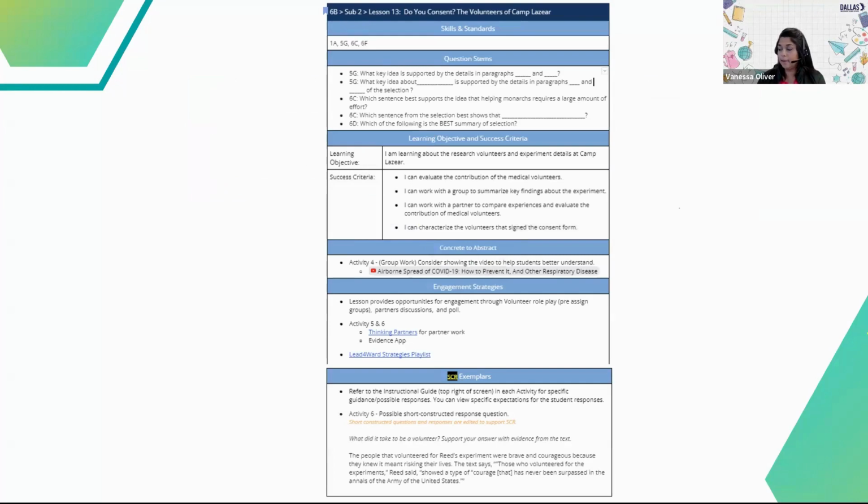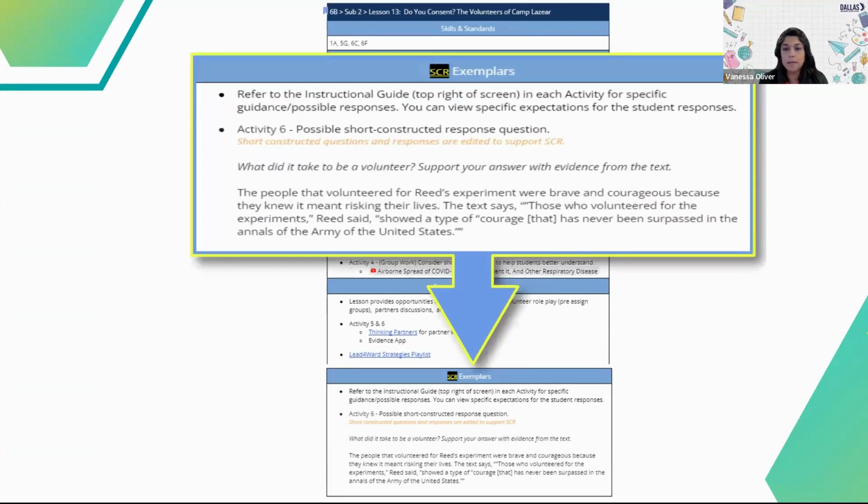And then, like Tony said, we have included the SCR and/or ECR section of the Clarity document. Most lessons have one or the other. Amplify provides regular opportunities for students to write about what they are reading. And in some cases, we've modified the writing activities to look more like SCR and ECR prompts, so it'll be rewritten to mirror the SCR, the ECR. In addition, we've included the exemplars to go with those writing responses.